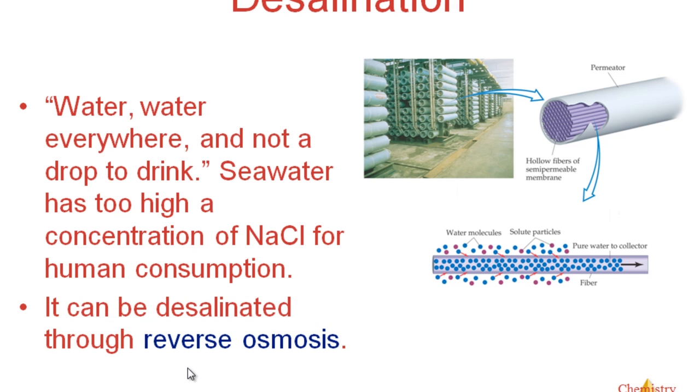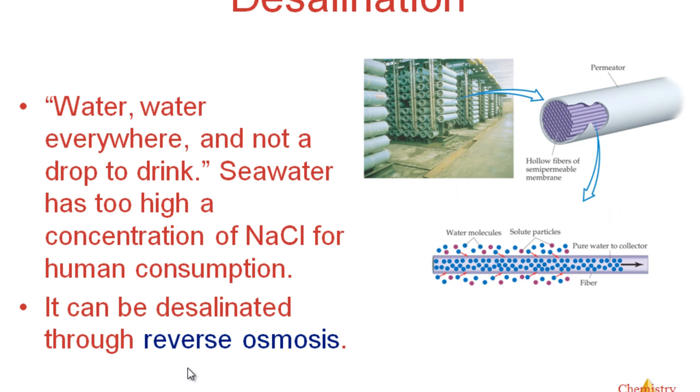Recall when we learned about colligative properties, we learned about osmosis. In osmosis, usually what happens is water from the dilute region will move to the concentrated region, right? But if you add more pressure, you can actually reverse that process. So now water from the concentrated region is going to move to the dilute region.